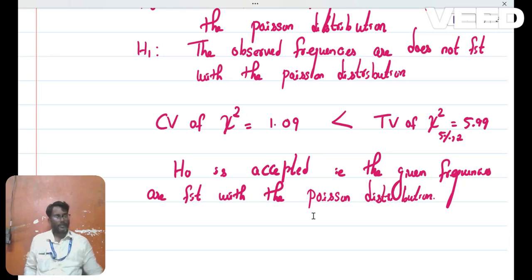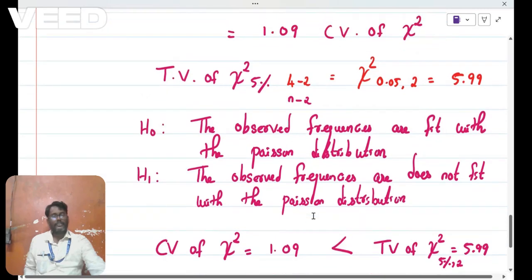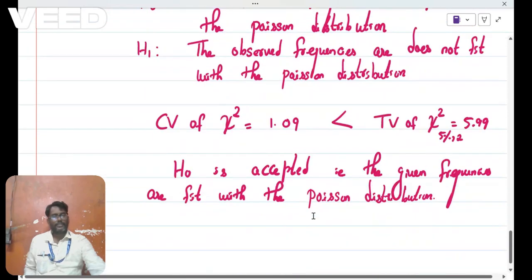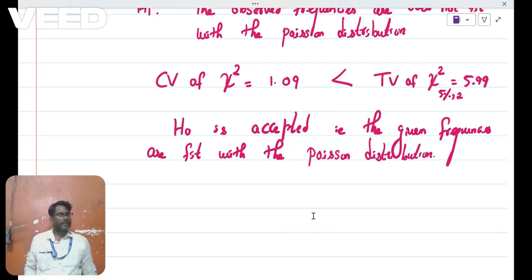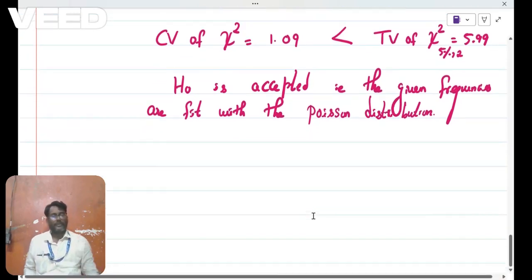So as per your note, H naught is nothing but the given frequencies, the observed frequencies, fit perfectly with your Poisson distribution. Thank you.